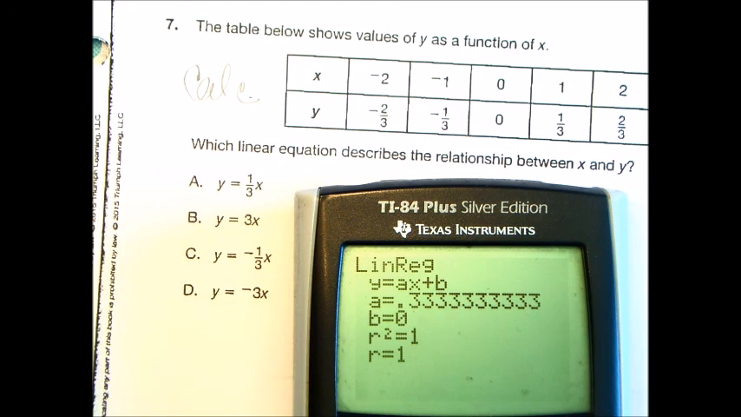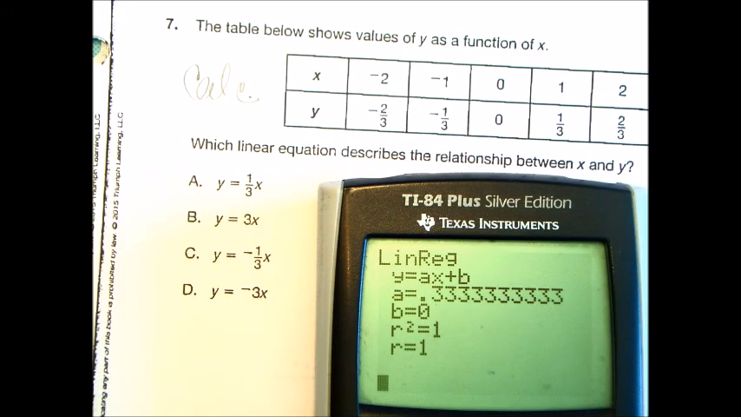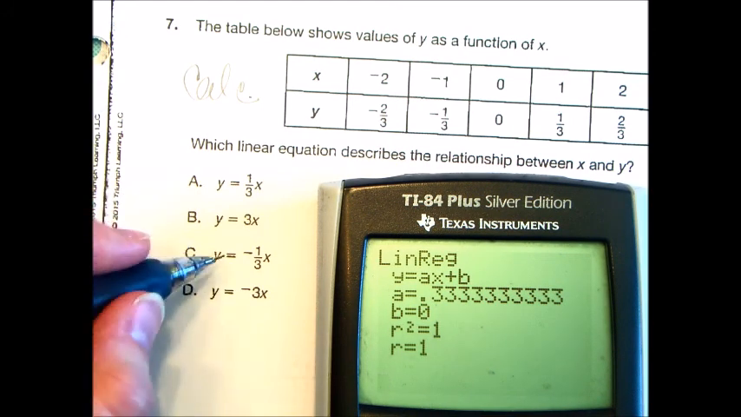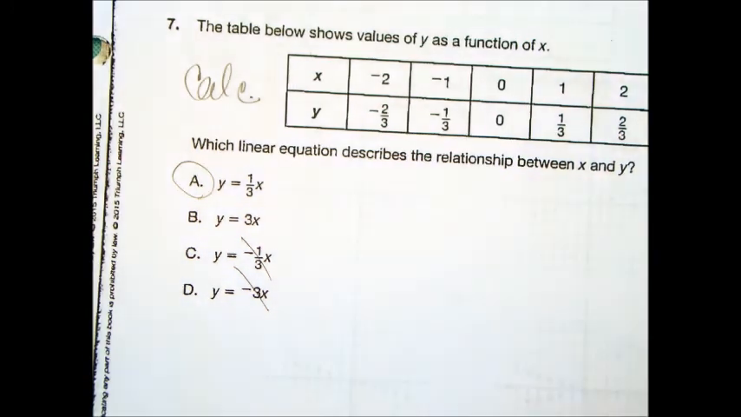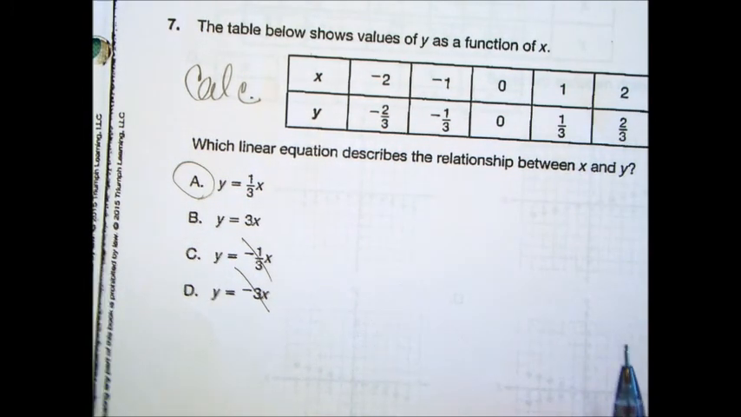So I'm looking for a y-intercept of 0, which they all have, and I'm looking for a positive 0.3333333333. So it can't be these two because these two are negative, and this is 0.3 repeating. You could take all your x's and just plug them in to double check that you get those y's out, which you would.